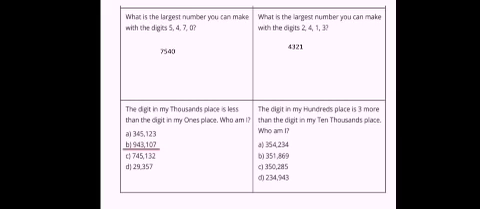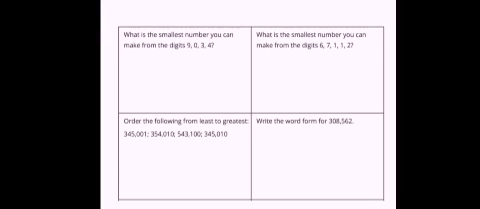The last question here. The digit in my hundreds place is 3 more than the digit in my 10,000s place. Who am I? That will be letter B, 351,869. What is the smallest number you can make from the digits 9, 0, 3, and 4?